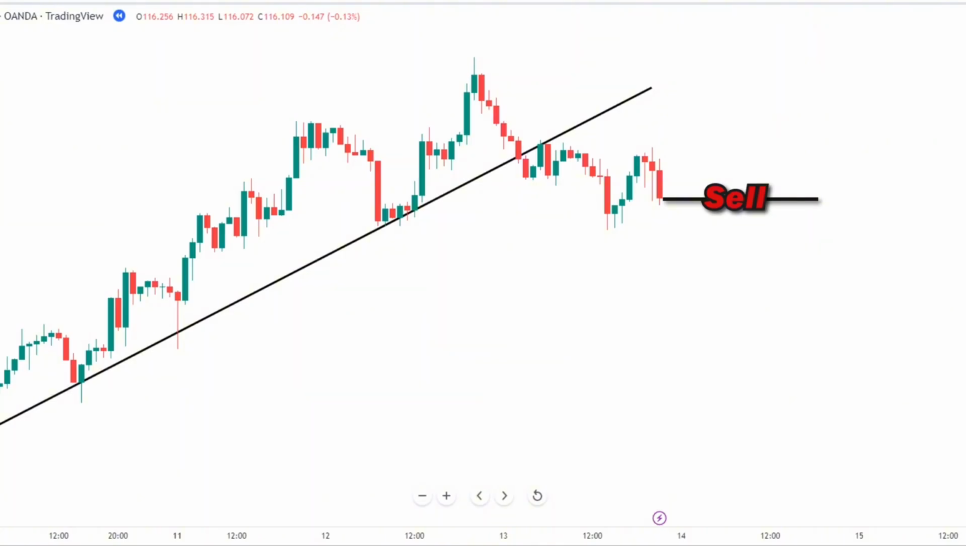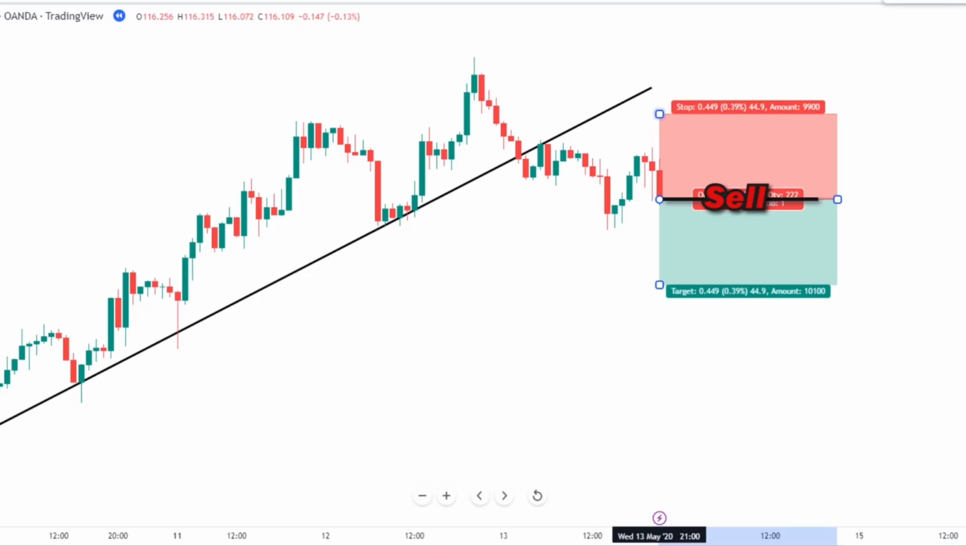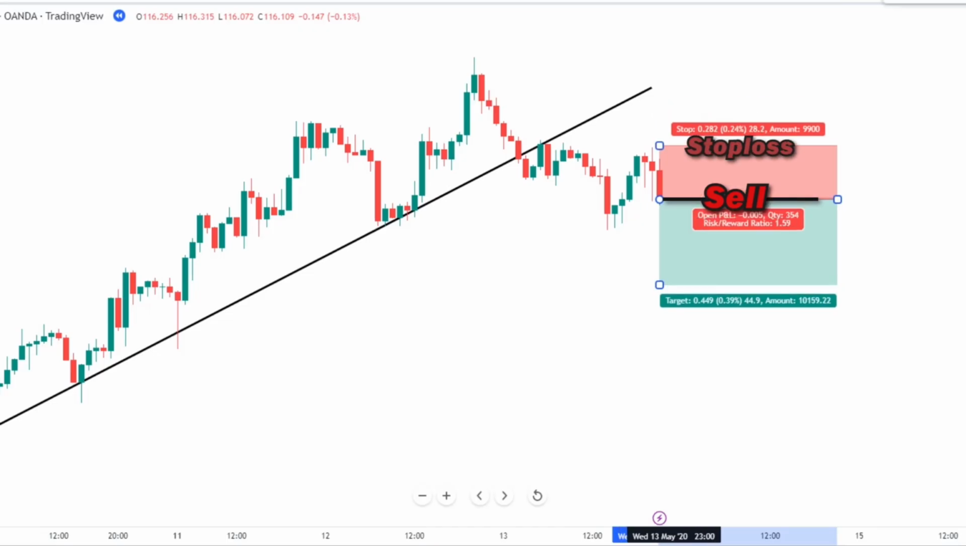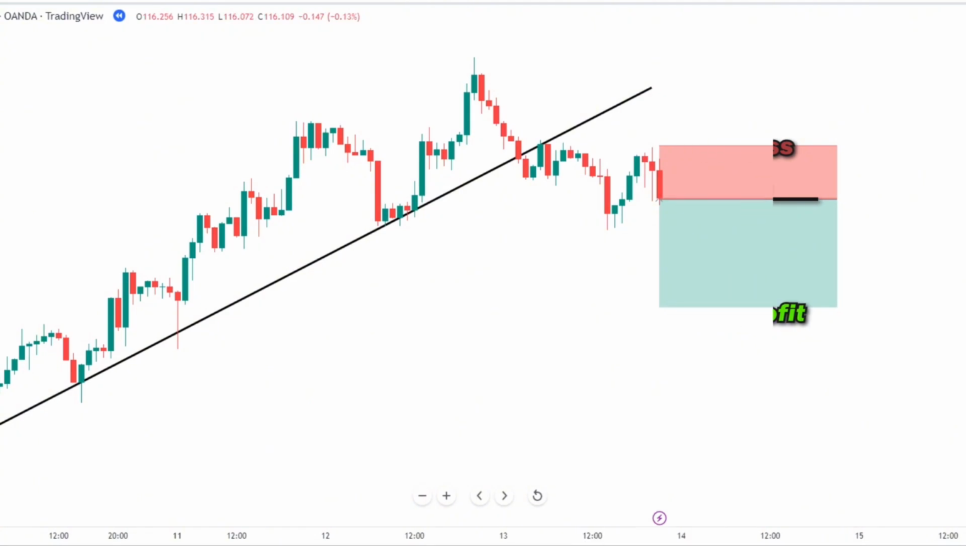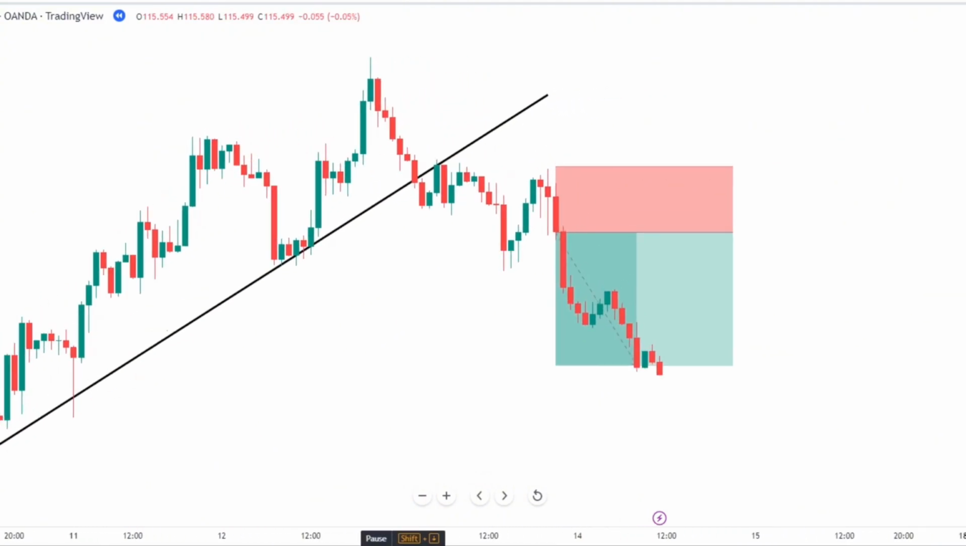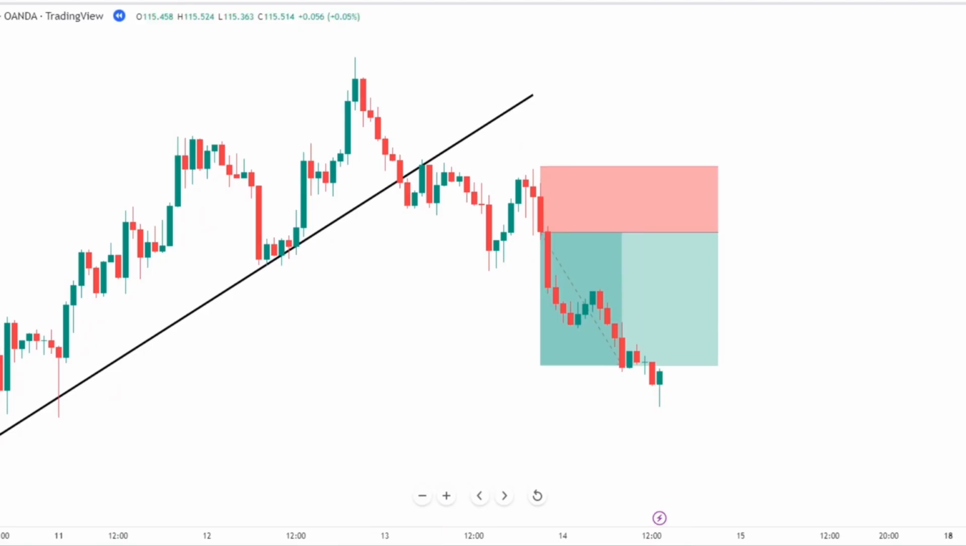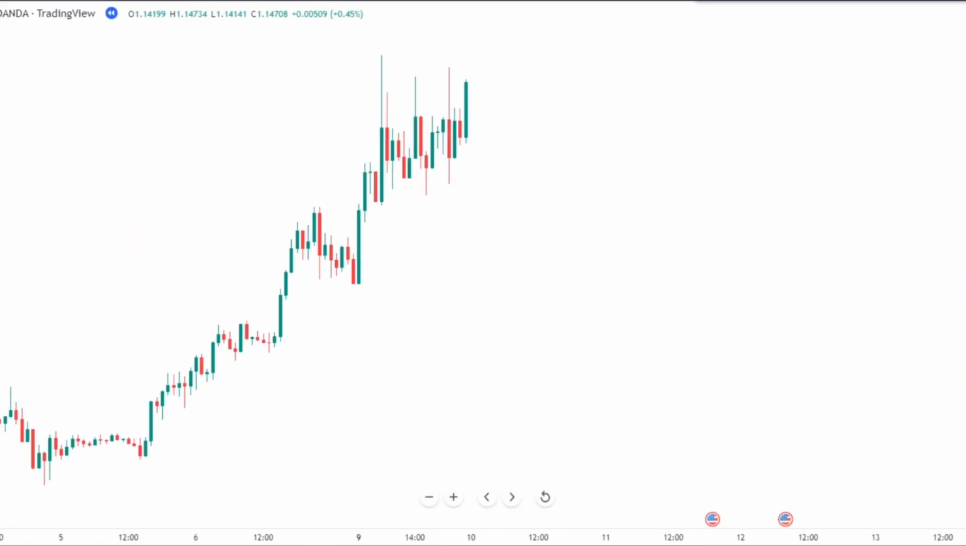Of course, no strategy is 100% accurate, so we need to prepare our exit. Place your stop loss near the key level just above the double top, and set your target profit at a 1-to-2 risk to reward ratio. And as you can see, this trade hits profit. Now let's look at another variation of this technique.